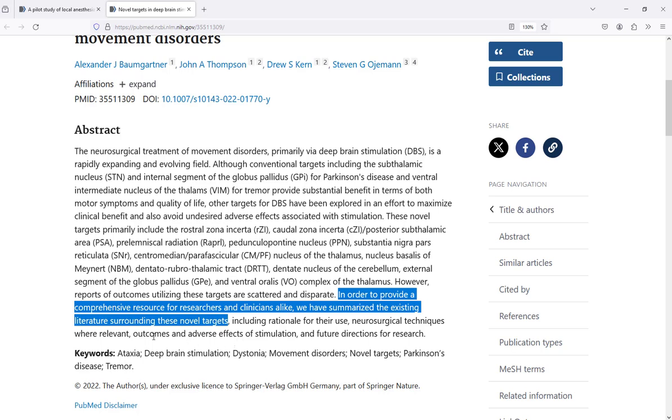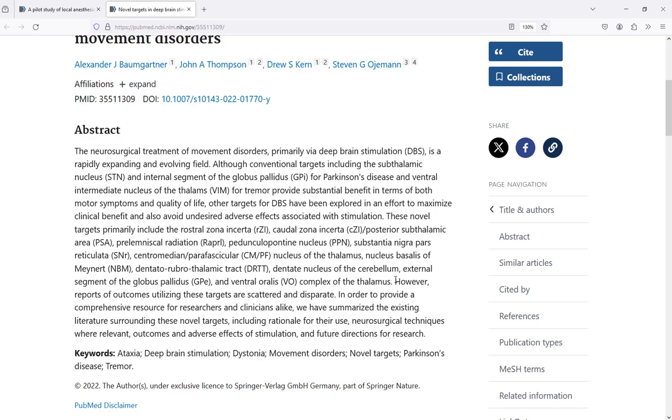This will improve, actually it's not even included here. Come on, Dr. Thompson, you should have really given an impact of this. I guess it's within the "in order to provide a comprehensive resource for researchers and clinicians alike," but really the impact is improving surgical outcomes and clinical care of patients.